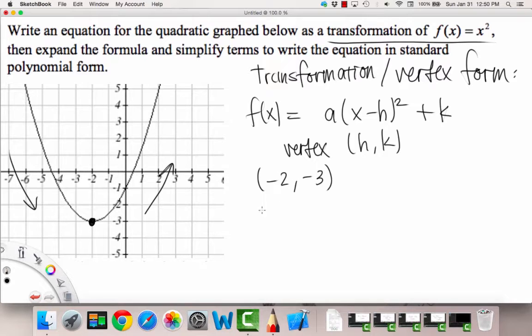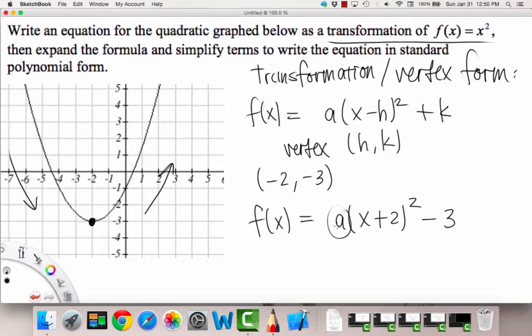So what we can fill in for our equation so far is the h and the k. A times (x minus h), so minus a -2 is the same as plus 2, and then squared. Then we have plus a -3, which is the same thing as saying minus 3. So we have this so far, but we don't know how much it is stretched.